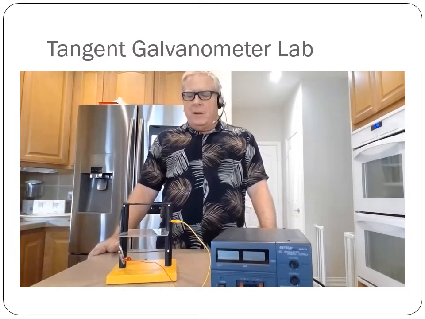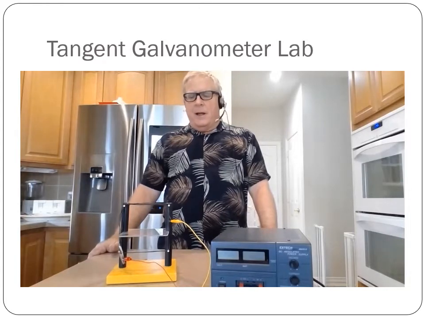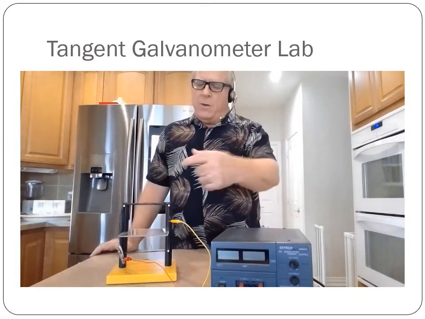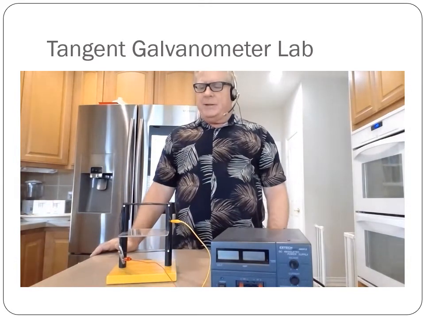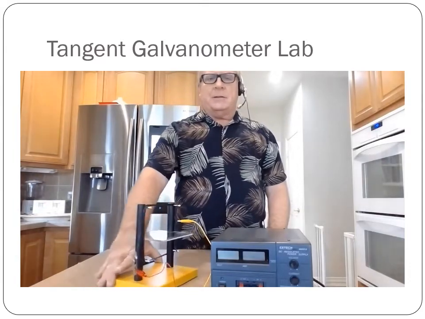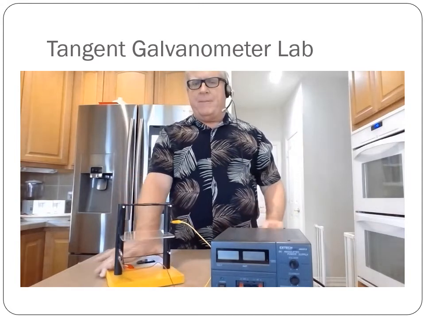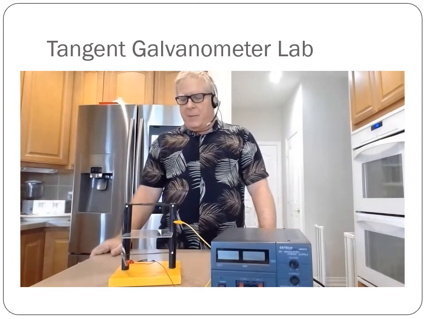We're going to do the same thing here, except instead of using a nail, I'm just going to use a lot of wire. And I've wrapped the wire around these four posts of this device. This is called a tangent galvanometer. And as you can see, there's some wire wrapped in a square frame around the posts of the tangent galvanometer.